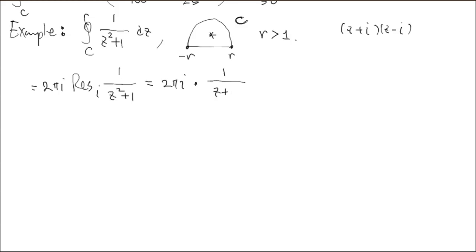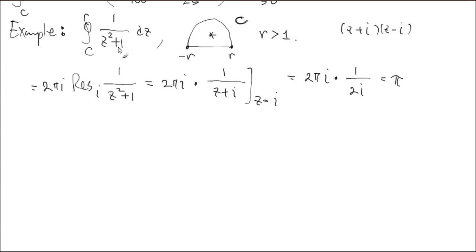z plus i, and what are we plugging in here? z equals i, the pole. It's the limit as z approaches that pole. So what do you see in the denominator? 2i, right? So they cancel, it becomes pi. Another real number. Alright?